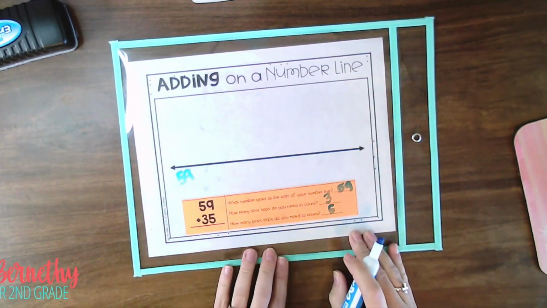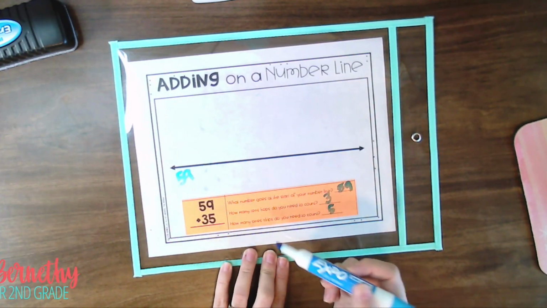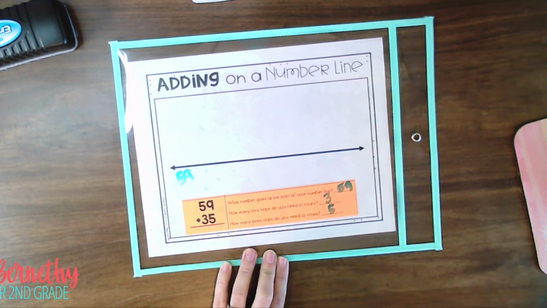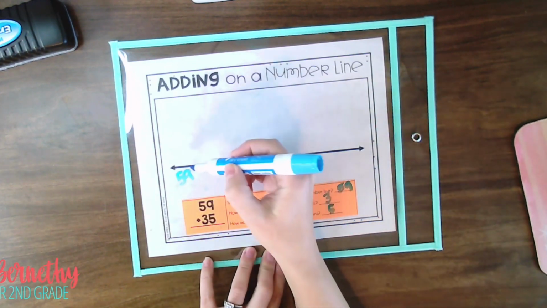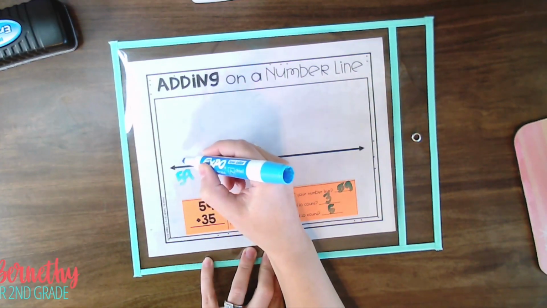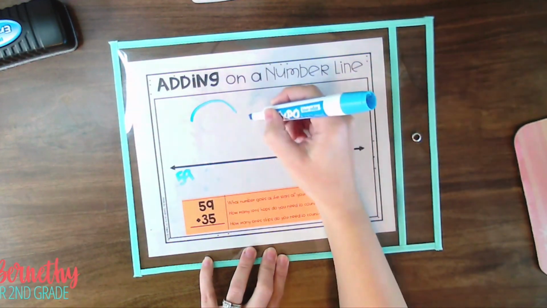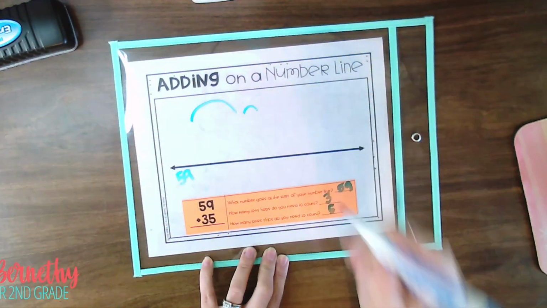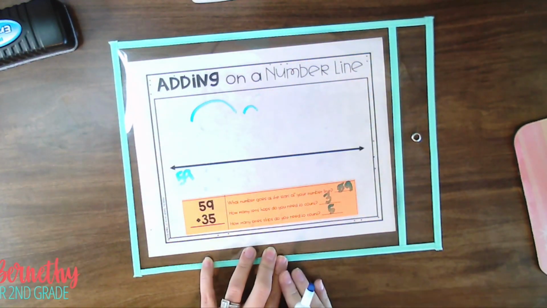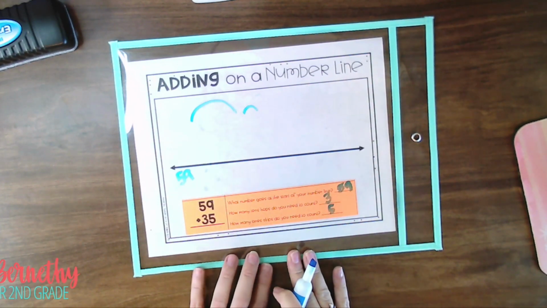And the reason why I call the tens hops and the ones skips is because a hop is a little bit bigger than a skip. So when they're drawing on their number line, their hops are going to be bigger than a ones skip, which is going to be smaller. So now they are ready to solve for the sum.